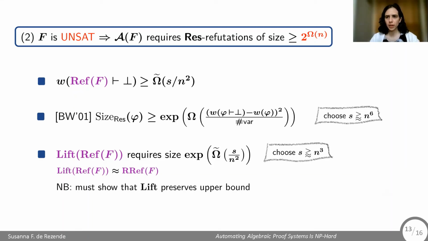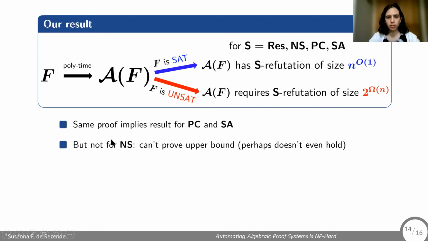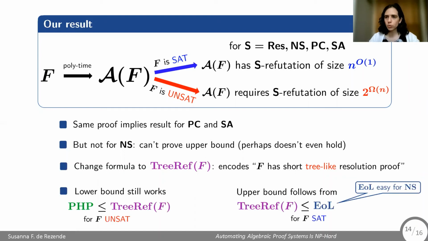And this lower bound also holds for Nullstellensatz, polynomial calculus, and Sherali-Adams. So this almost implies this result for all these three proof systems, except for Nullstellensatz, we can't prove the upper bound for this Ref F formula, and perhaps it doesn't even hold. So we have to slightly change the formula. So we actually define this TreeRef formula, which encodes that F has a short tree-like resolution refutation. And then the lower bound works in the same way.